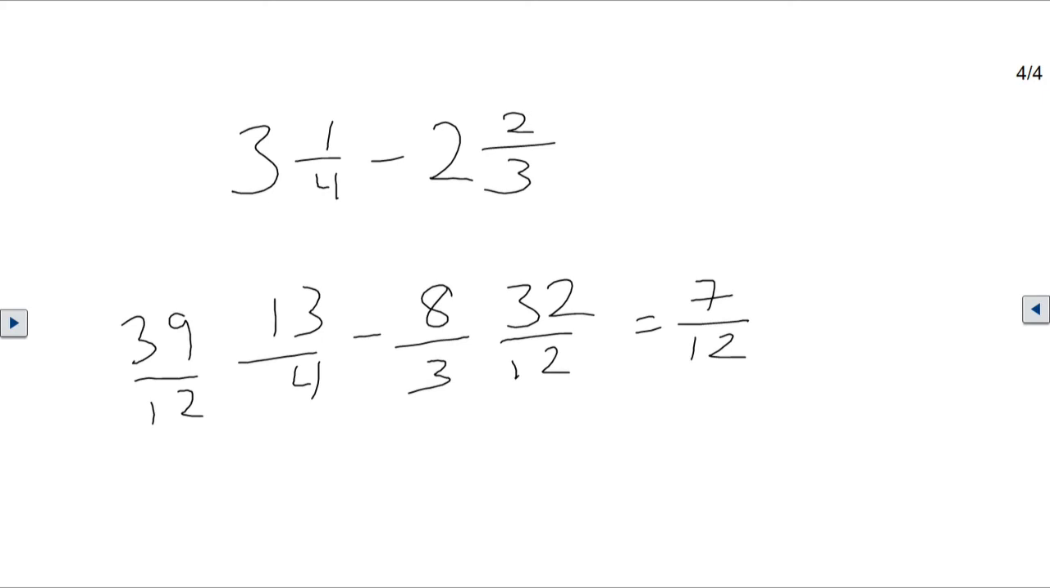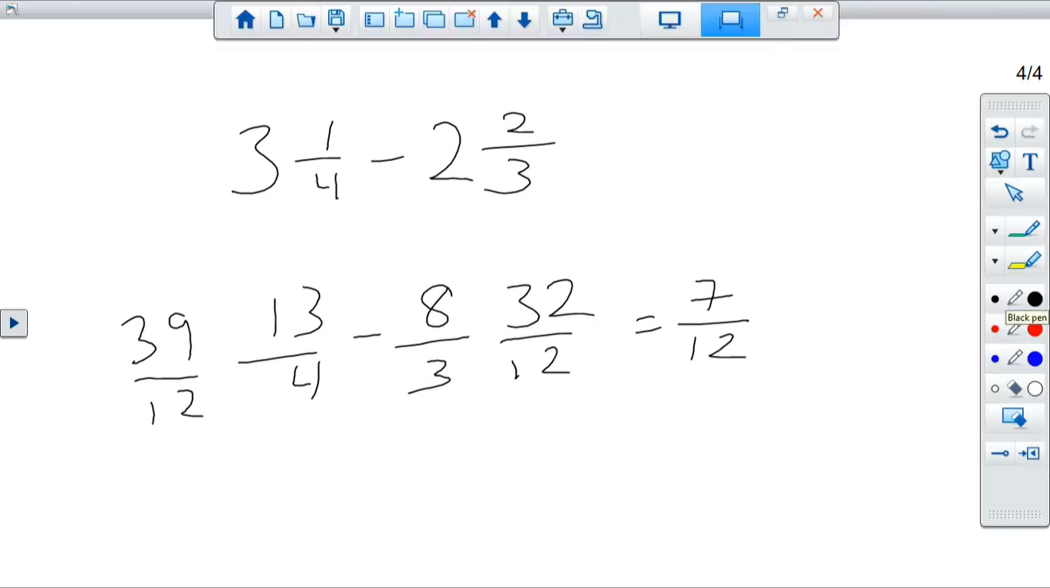Again, if we start looking at numbers like in our addition example where changing them to improper causes some really large numbers, then we might want to look at this second technique, which, just like addition, we're going to keep them as mixed numbers. Okay, so let's do something like 5 and 1/5, and we want to subtract 2 and 4/7.